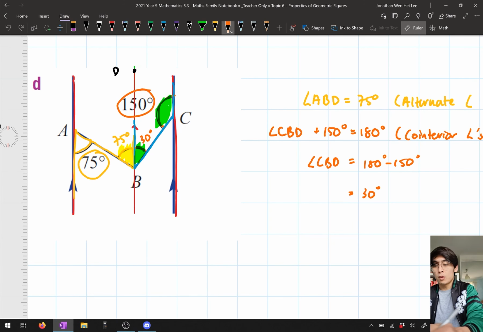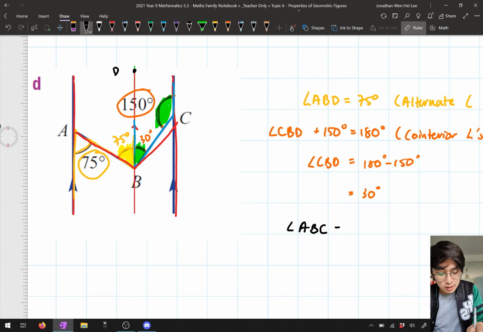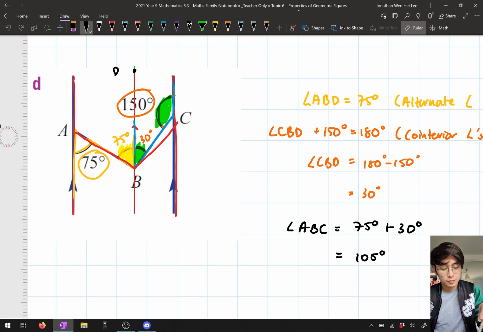And so the final step, if we want to find that whole angle, so this whole angle over here, all we need to do is just add those two angles. So here, I'm just going to write angle ABC is equal to 75 plus 30. And so that gives me 105 degrees.